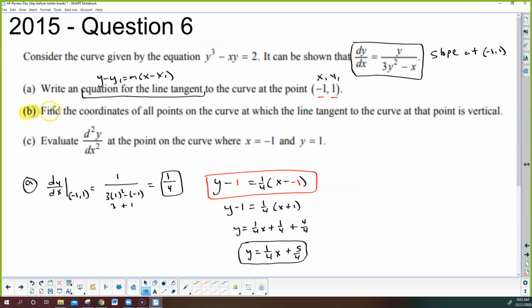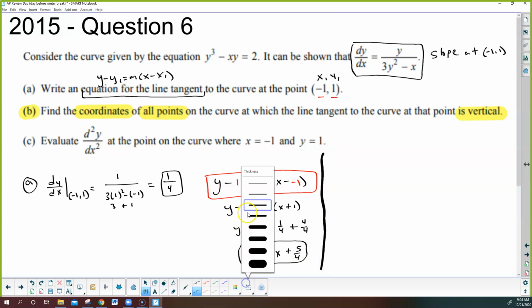Part B says find the coordinates. Now notice that's plural of all points. So we've got to find both x and y of all points which make this tangent line vertical. Well, when I think of that, I'm thinking my slope. All right, I'm thinking my slope is vertical.